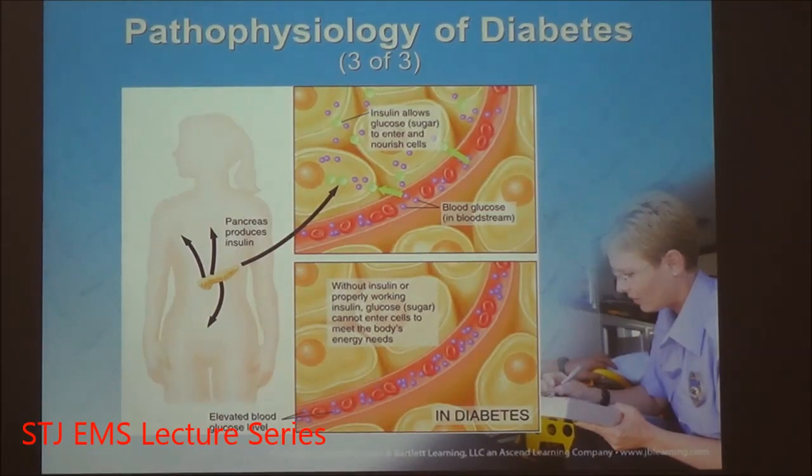So looking at the pancreas, it secretes insulin that allows this sugar to enter into the cells. Very simple, and without insulin, there's no way you're getting any sugar into your cells. And your blood sugar levels are going to go up, up, up.